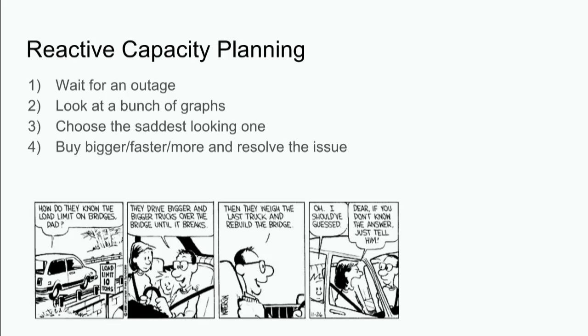Reactive capacity planning is a process not unlike the one described here by Calvin's dad: wait till you hit your capacity and then formally document that as your limit. So here in the comic, we're looking at load limits on bridges. They just keep driving larger trucks on the bridge until it collapses, then they weigh the last truck and say that's the limit.